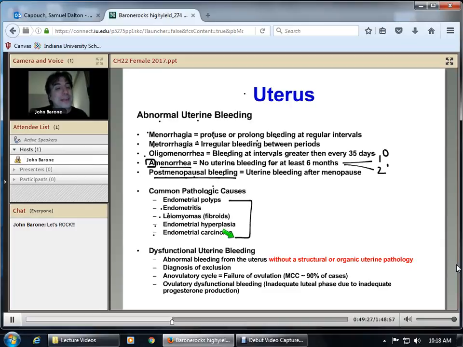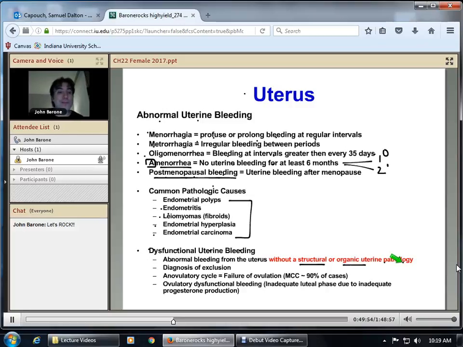So we give this a fancy term. We call this dysfunctional. The hormones are imbalanced. So the endometrium is shedding when it shouldn't because you don't have enough estrogen or progesterone. The cycles, the hormones are messed up. So we call this dysfunctional uterine bleeding. Basically, it's abnormal bleeding from the uterus without a structural or organic uterine pathology.